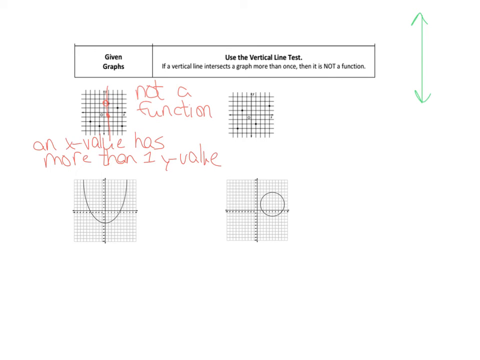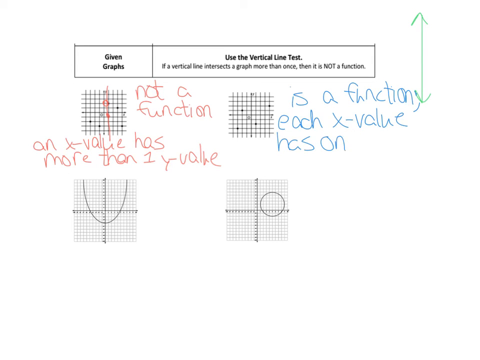Okay, now look at the next set of dots. Put a vertical line there, it intersects once. There, it intersects once. There, once. There, once. I'm good. This one is a function. It passes the vertical line test, but that's not the reason we want to use. We want to say each x value has only one y value.